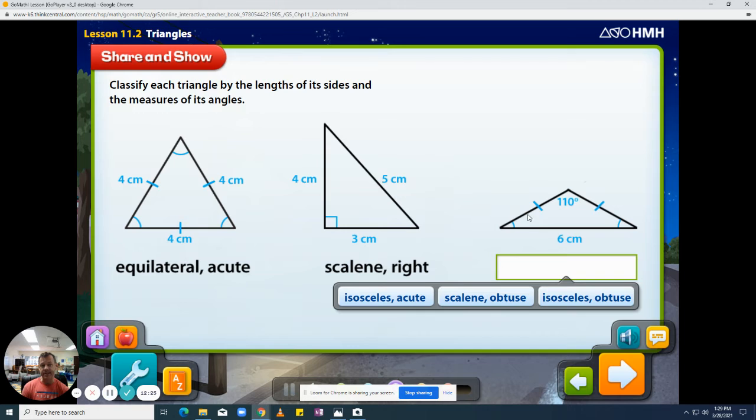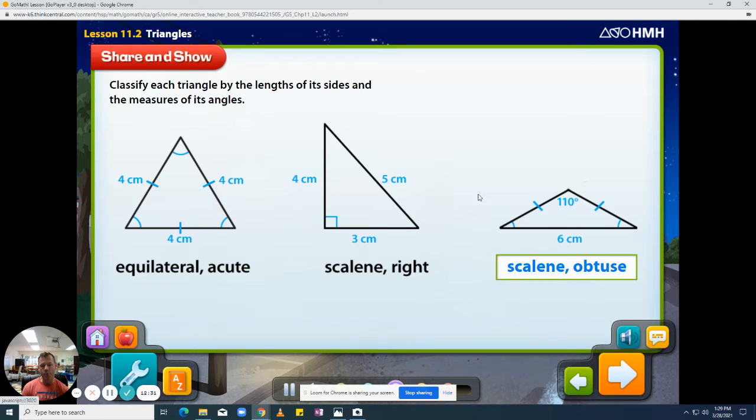This is isosceles, and it's got a big angle greater than 90. See how this part's fat? So it's going to be a scalene obtuse. Oh, I meant isosceles obtuse. Isosceles triangles have two equal sides. One angle that is larger than 90 degrees. This is an isosceles obtuse triangle.